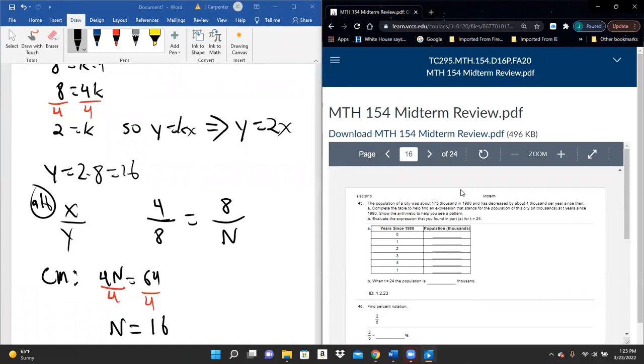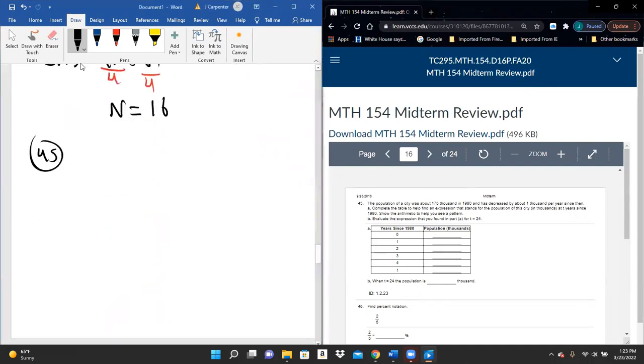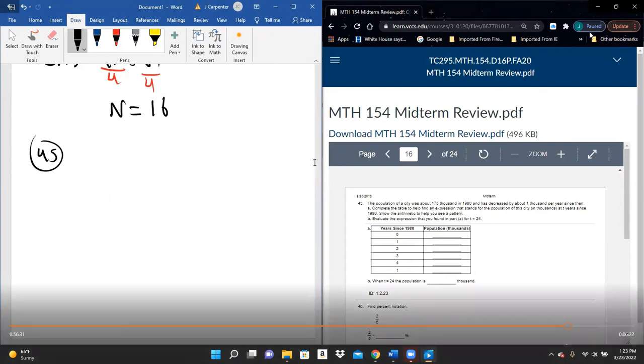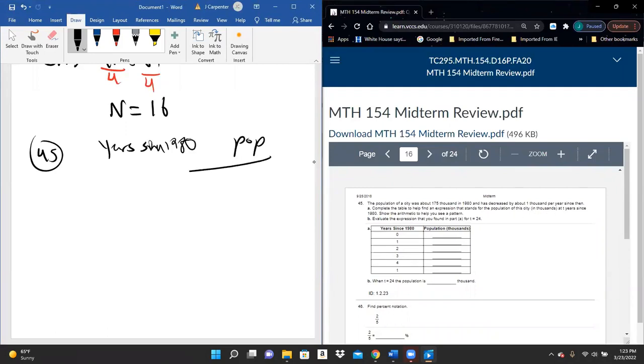Here we go. 45 is an excellent one because people always want to answer 45 wrong. The population of a city was about 175,000 in 1980 and has decreased by about 1,000 per year since then. So this city has 175,000, but their city managers aren't running it well, so people are leaving, or maybe they just ran out of space. So in 1981, they will have lost 1,000 people, which means, so here's since 1980 and population: 0, 1, 2, 3, 4, t.